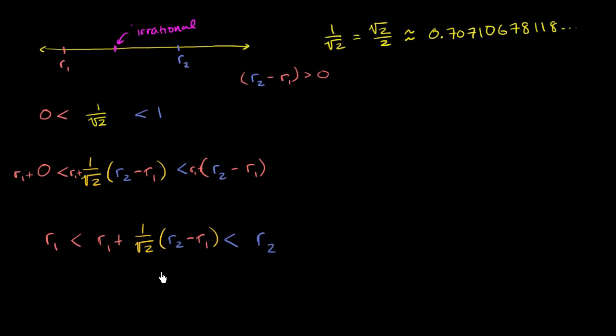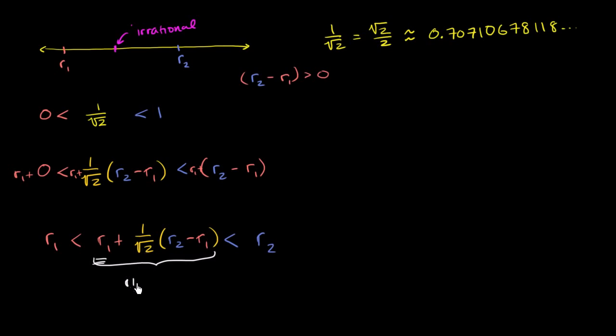So I've just shown you that you give me any two rational numbers, and I'm assuming R2 is greater than R1, I have just constructed an irrational number that's going to be between those two rational numbers. You take R1, the lower of the rational numbers, and to that, you add 1 over square root of 2 times the difference between those two rational numbers. And you are going to get an irrational number.